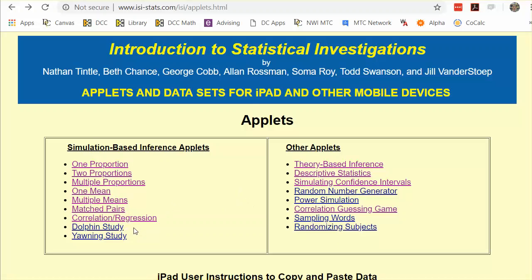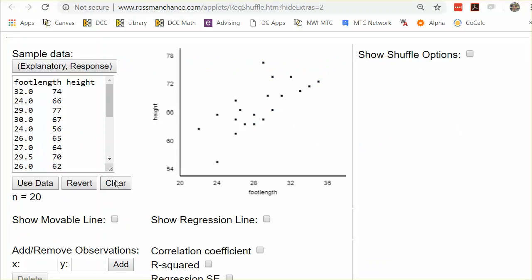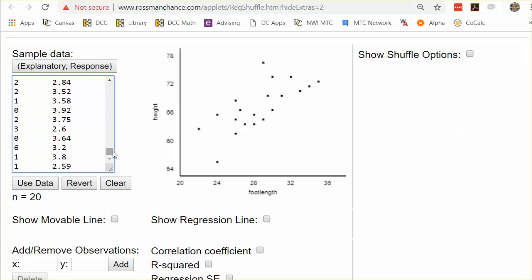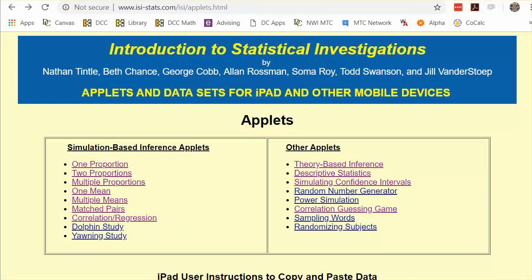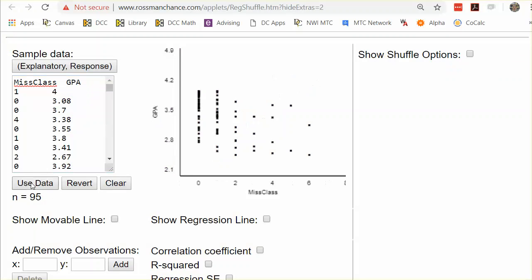So we need the correlation regression applet here, and then we clear this out and paste in the data for missing class and GPA, which is here below, and then we click use data, and there we see the scatter plot. And just looking at the scatter plot, I would say there's a lot of dots here, maybe some negative association, but not super strong. But if I had to say, I would maybe say there's a slight negative association.